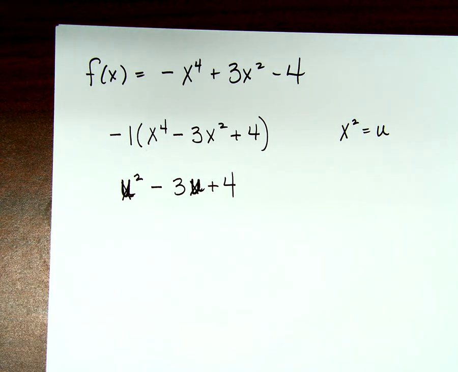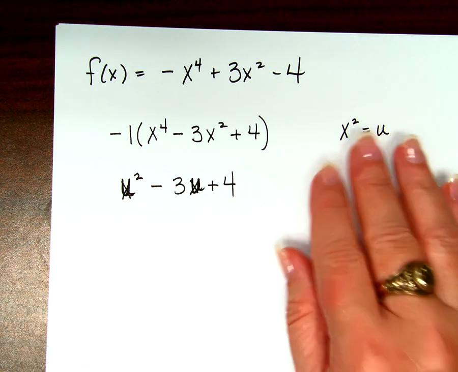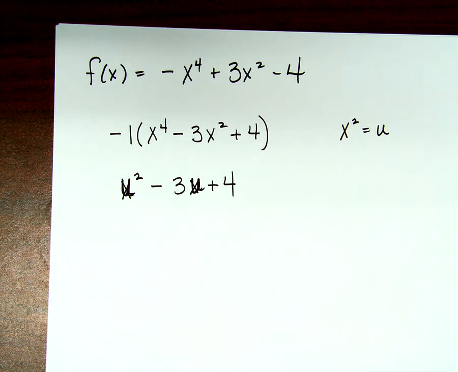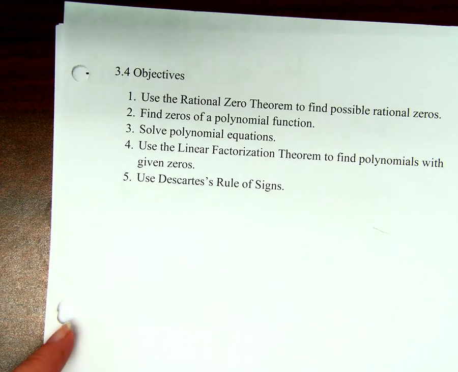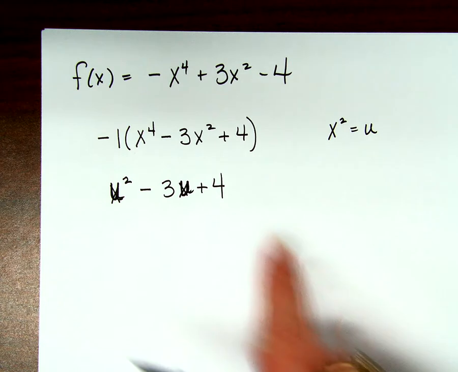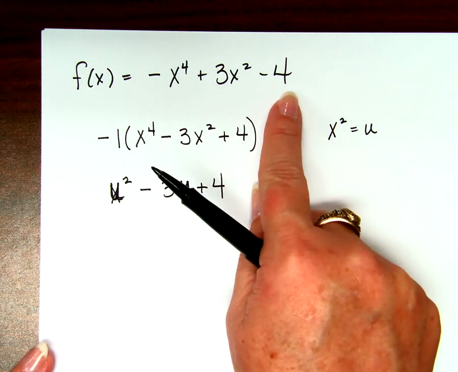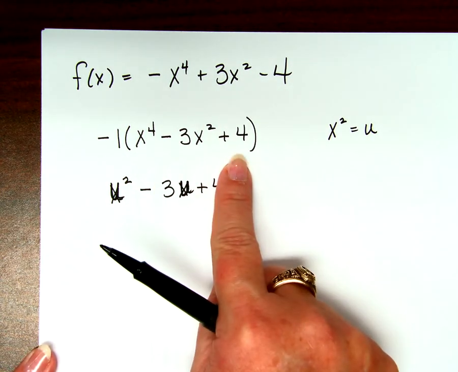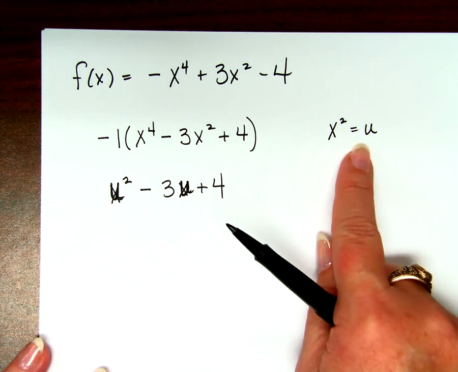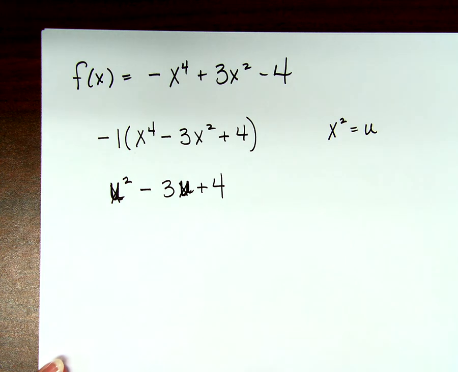Okay? I'm not going to go any further on this just because we've already talked about u substitutions, and we really need to get to the other things on our objectives list. But I just want you to keep in mind, if something like this shows up, try to factor it. If it's not working with factoring, try a u substitution. Okay?